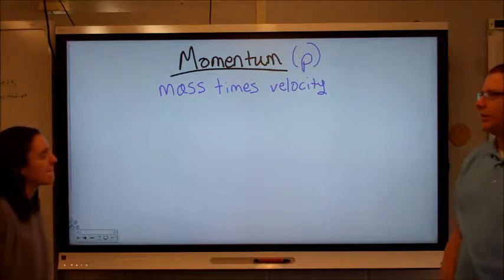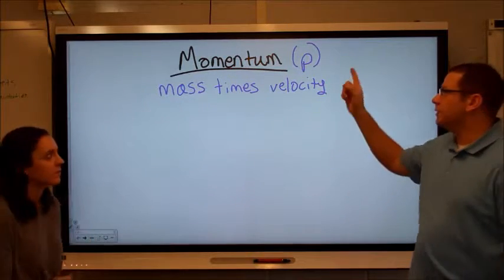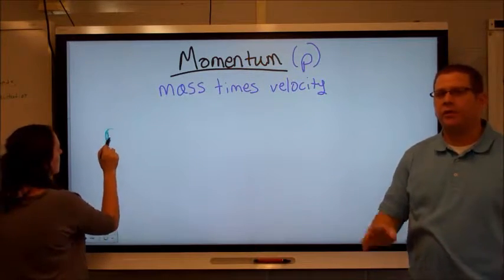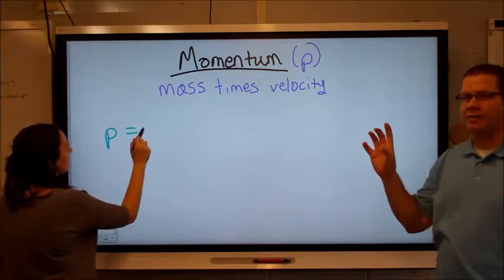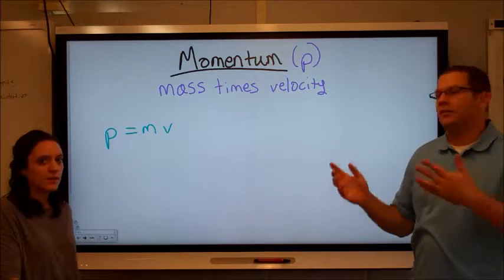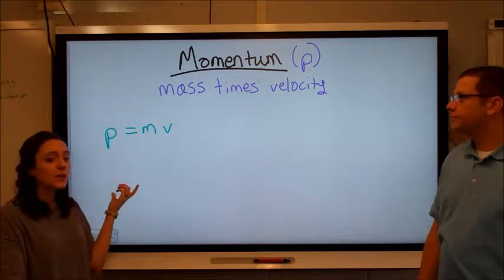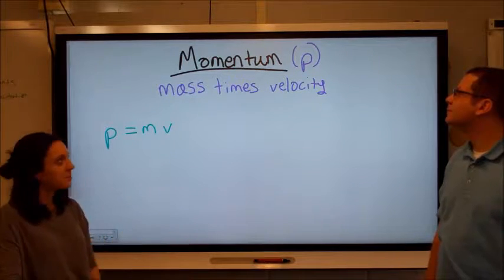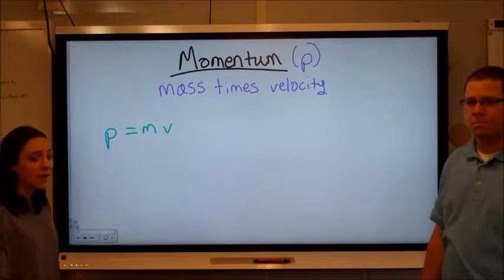Now, the only confusing thing is that for the symbol for momentum, we use a lowercase p. Not a capital P, that's period. Actually, no, it's not. It's power. Sorry. Lowercase p is momentum, and the formula is mass times velocity. Okay, so this is an equation that's on the back of your reference table. P equals mv. P is defined on the back of your reference table as momentum.